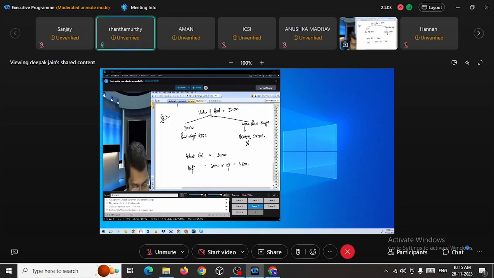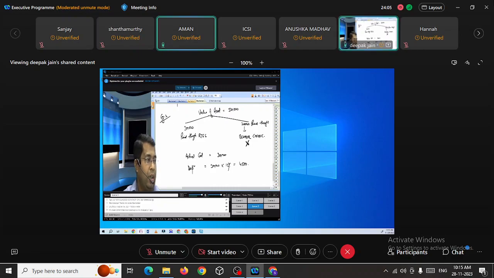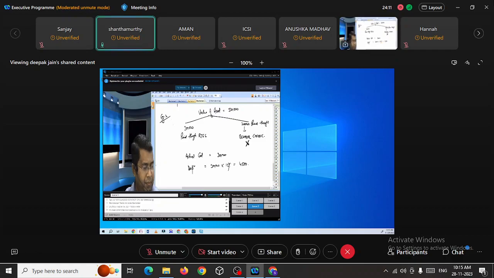4,500. Any query in this question? Sir, is the fixed assets account debited by 30,000 or 50,000 rupees? As far as income tax point of view is concerned, 30,000. As far as accounting point of view is concerned, this one is 50,000.